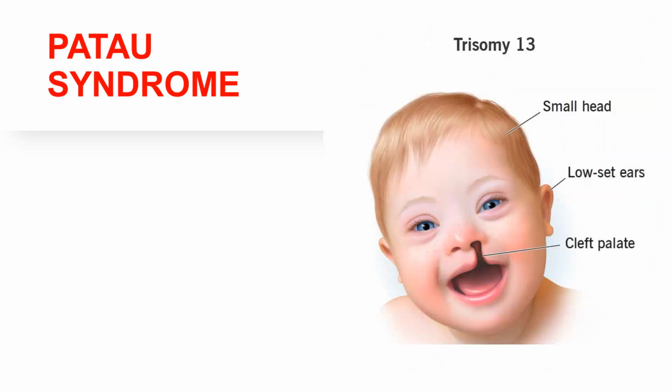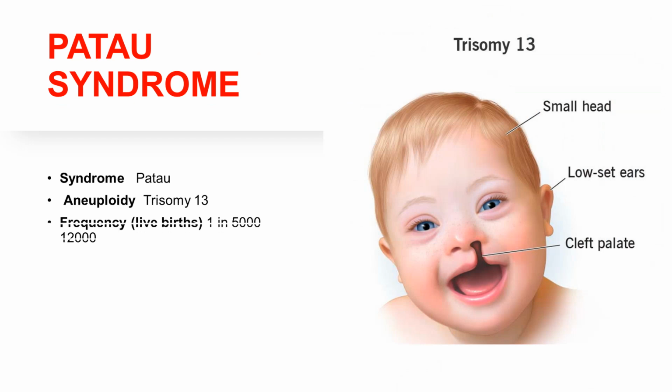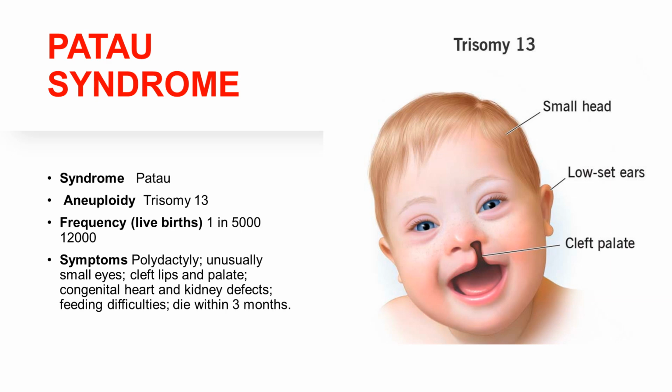Patau syndrome. Aneuploidy trisomy 13. Frequency, live births, 1 in 10,000-12,000. Symptoms: polydactyly, unusually small eyes, cleft lips and palate, congenital heart and kidney defects, feeding difficulties, die within 3 months. Remarks: incidence increases with mother's age.